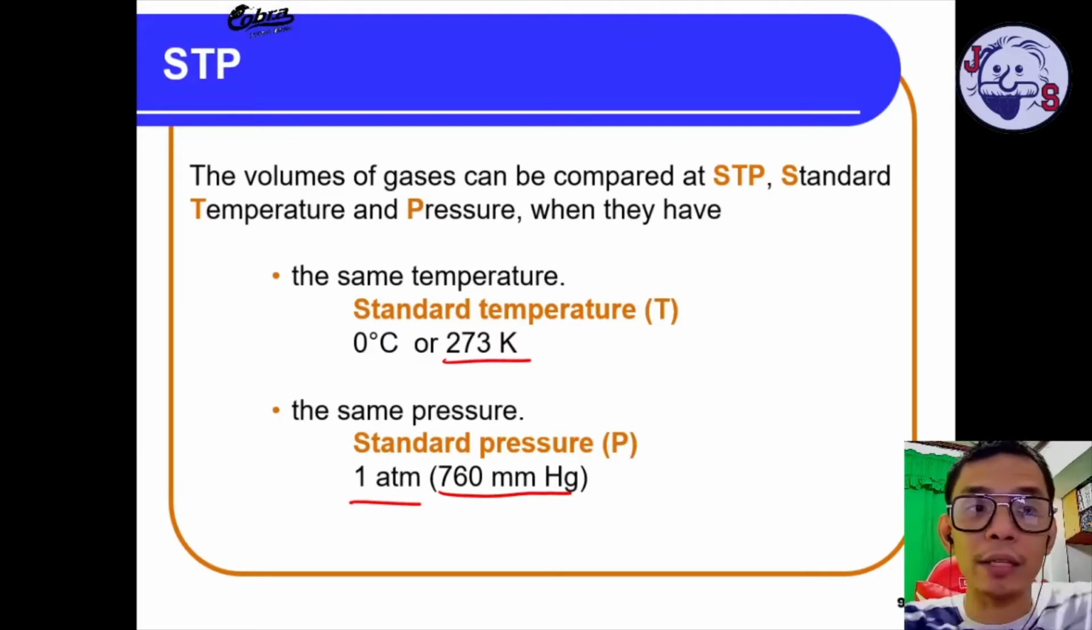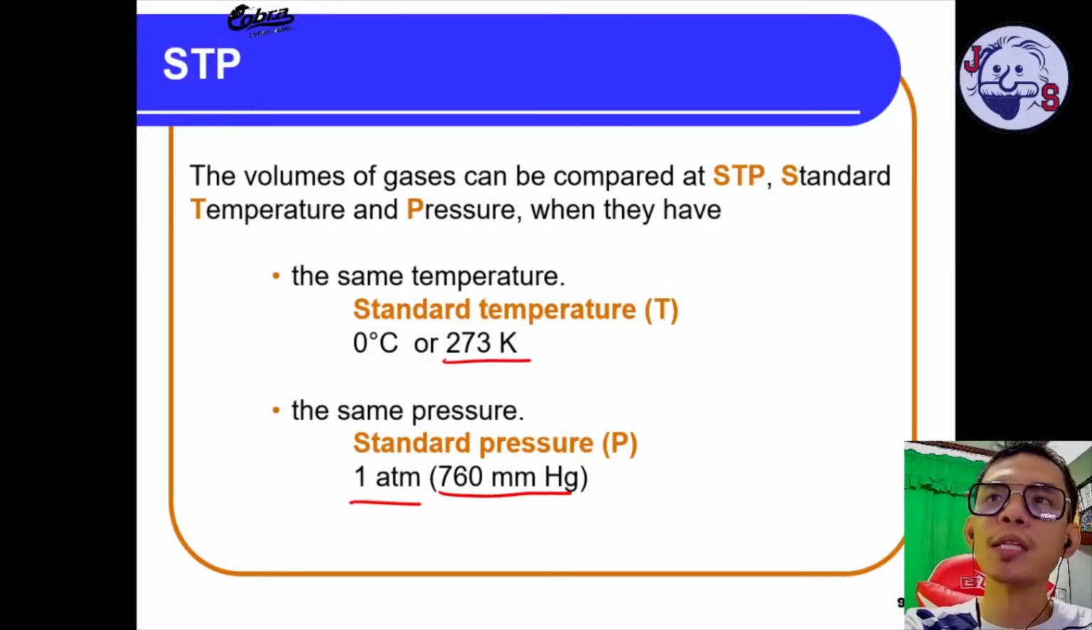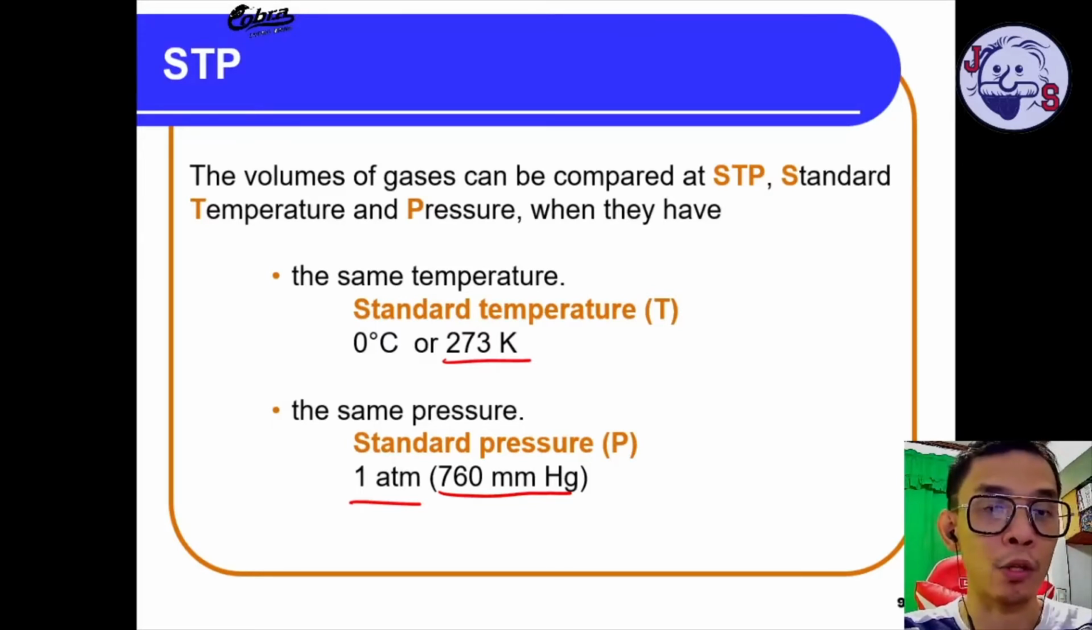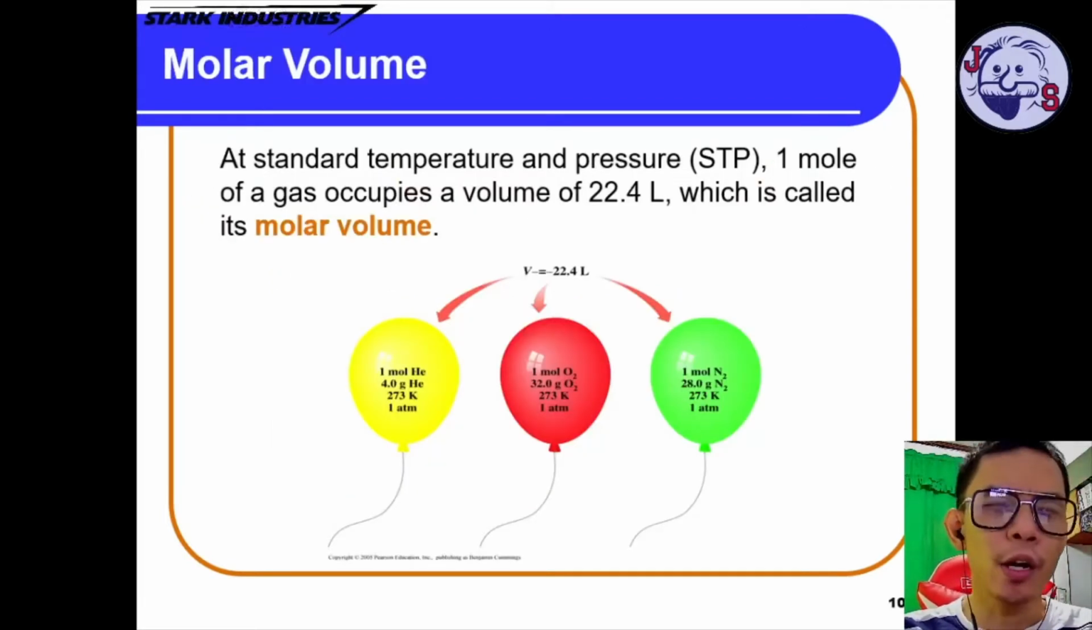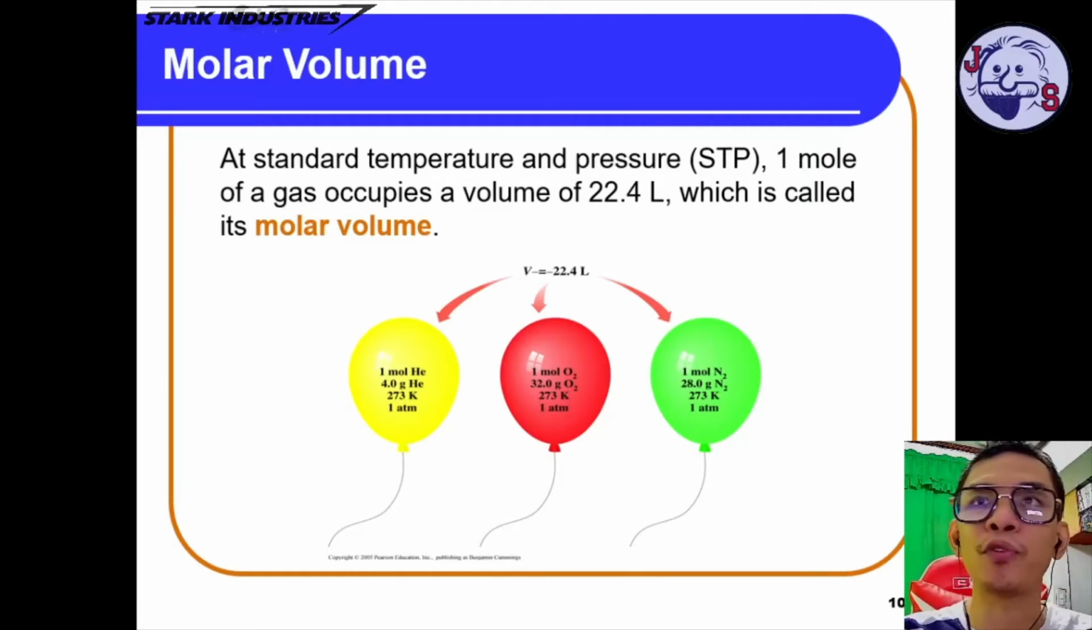So at standard temperature, which is the standard temperature that we are talking about, 1 mole is always equal to 22.41 liters. So 1 mole is always equal to 22.41 liters, and that is called the molar volume.